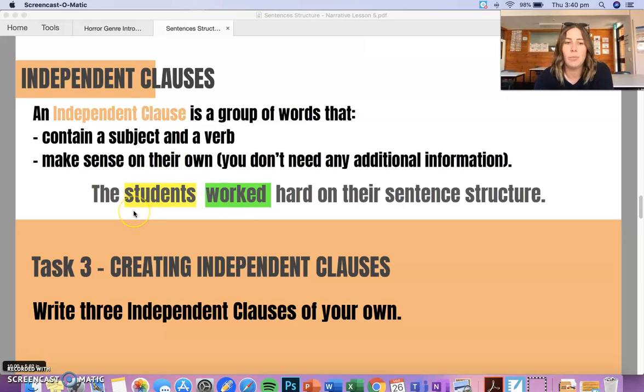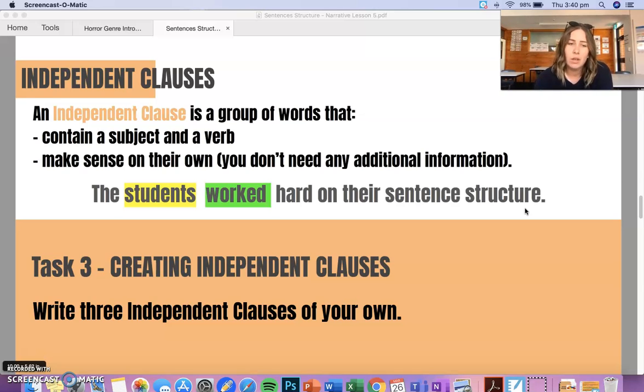So if you have a look at this example here, it says the students worked hard on their sentence structure. So firstly, subject, yep, the students. Verb, yep, because they're working. Also, does this make sense on its own? It does, because I don't really need to know any other information. You've already told me what they were working on and they were working on it hard, so that's why it's an independent clause.